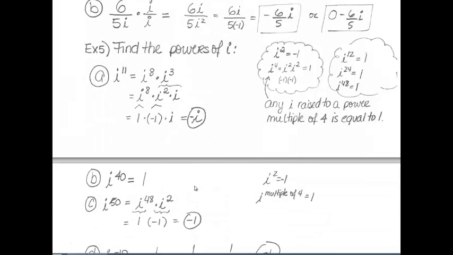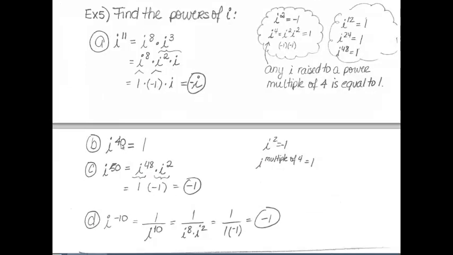Alright, let's look at example letter B, i to the 40th. Off the bat, I see that 40 is a multiple of 4, so I know that it equals 1. Here I put a little reminder: i squared equals negative 1 and i to a multiple of 4 equals 1. Here, 50 is not a multiple of 4, so I'm going to break it down. I look for the multiple of 4 closest to 50, and that would be 48. So 48 plus 2 is 50. That works wonderfully because 48 is a multiple of 4, so it's 1, and i squared is negative 1, so my answer is negative 1.